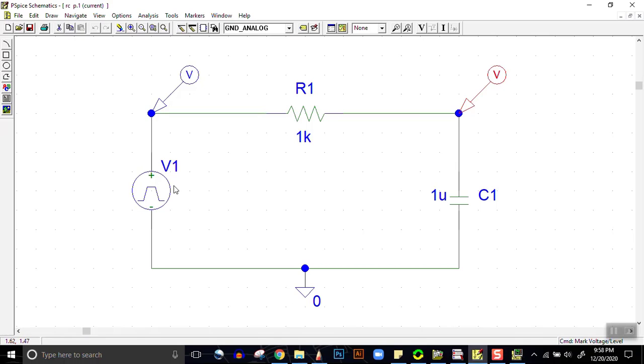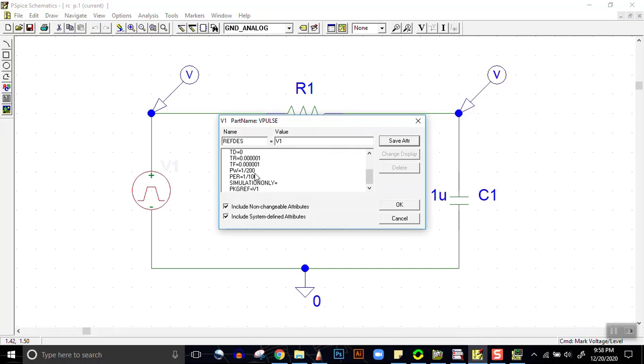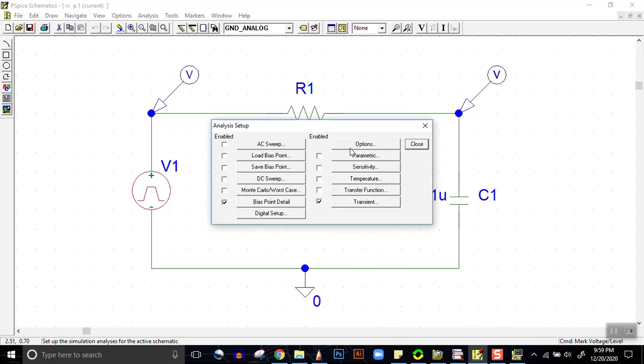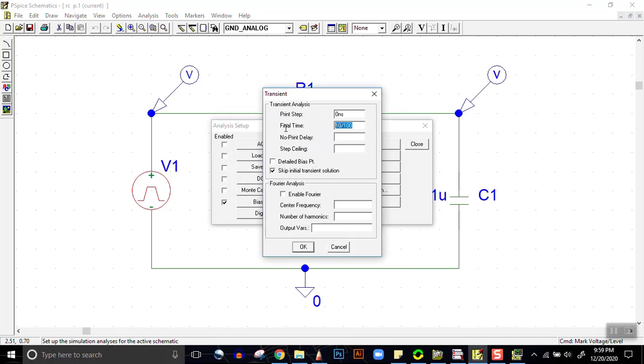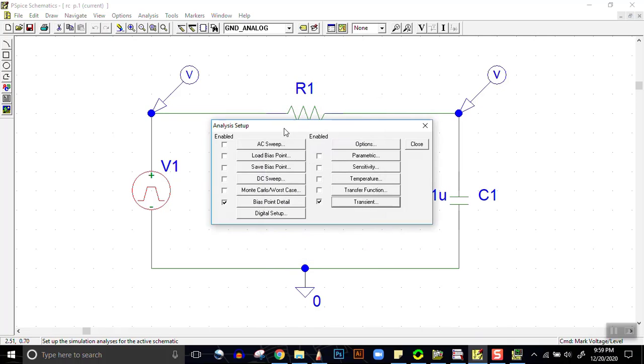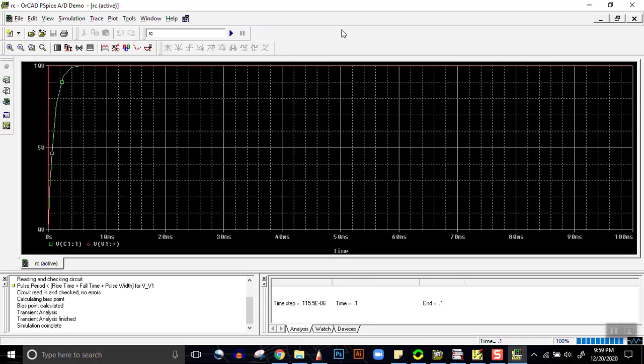Wait a second, maybe there is a problem. Let's change this. 1 by 100 means 0.01, and 1 by 200 means 0.005. Let us save these attributes. Here 10 by 100 means 1 by 10, 0.1. So close. Let's see if it works.